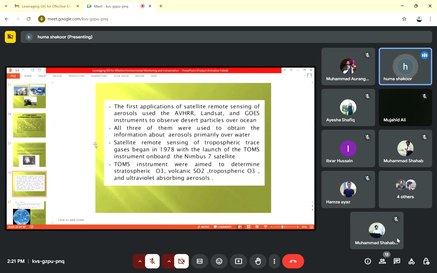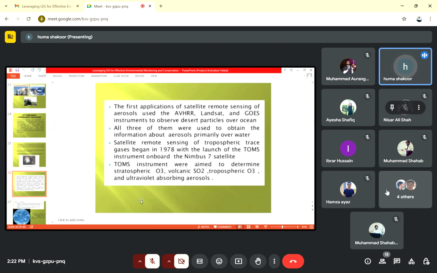Satellite remote sensing of tropospheric trace gases began in 1978 with the launch of the TOMS instrument on board the Nimbus 7 satellite. The TOMS instrument aimed to determine stratospheric O3, that is ozone, volcanic SO2, sulfur dioxide, tropospheric O3, and ultraviolet absorbing aerosols. And this is the satellite which is used to detect and sense the data from the stratosphere and from the troposphere.